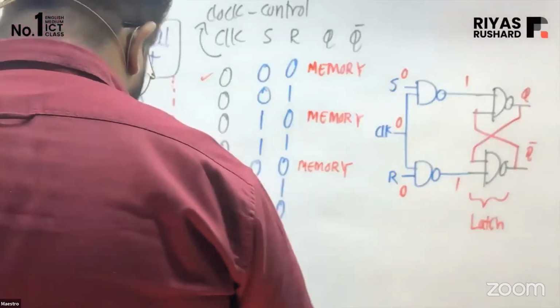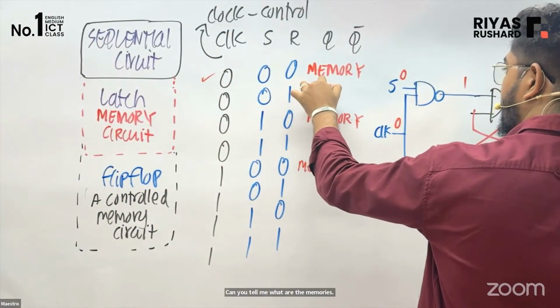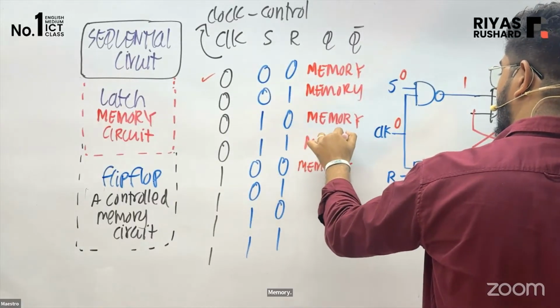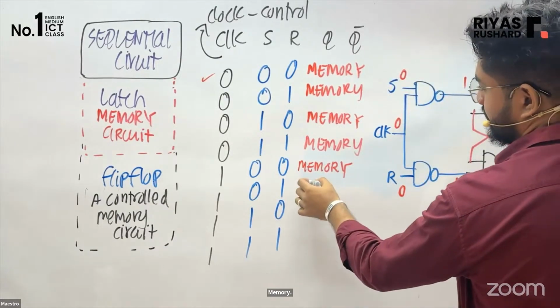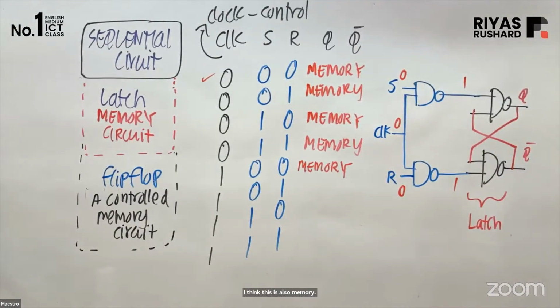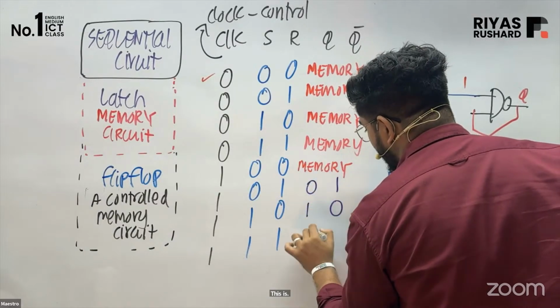Can you tell me what are the memories? Memory, memory. I think this is also memory. No, the last three are memory. This is 0 1. 1 0 is invalid.